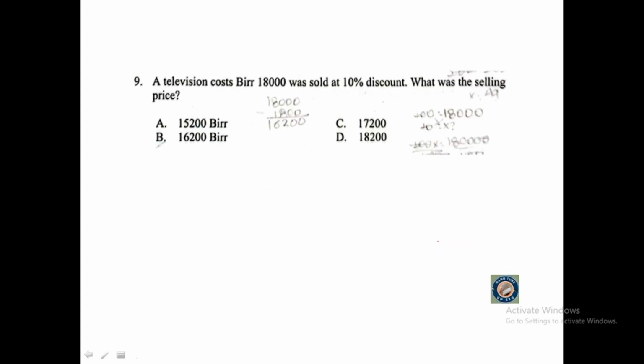Question number 9. A television costing birr 18,000 was sold at a 10% discount. What was the selling price? A. 15,200 birr, B. 16,200 birr, C. 17,200 birr, or D. 18,200 birr.